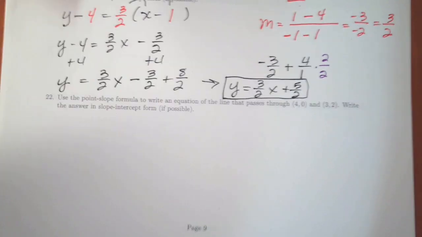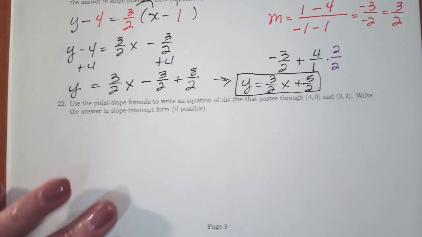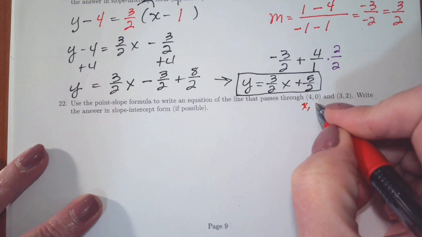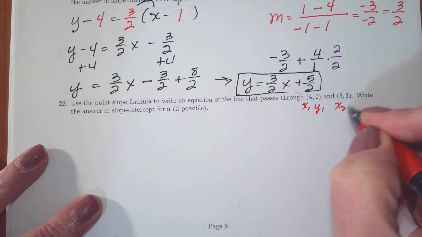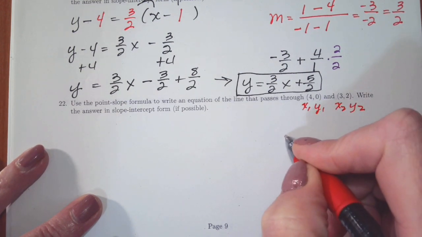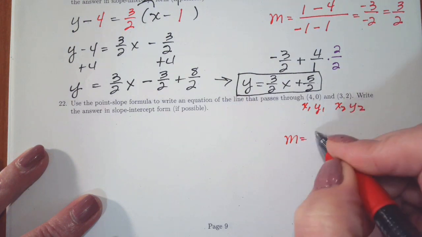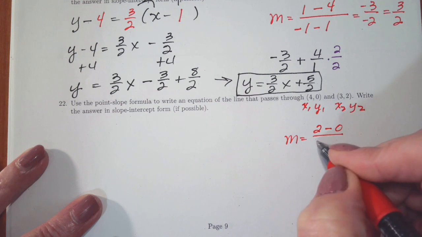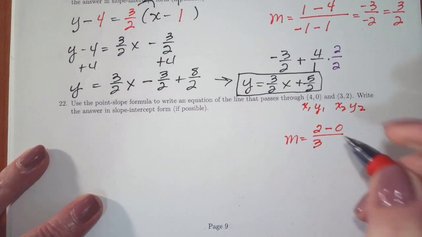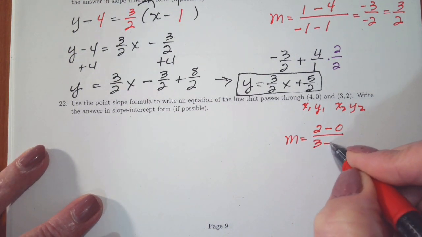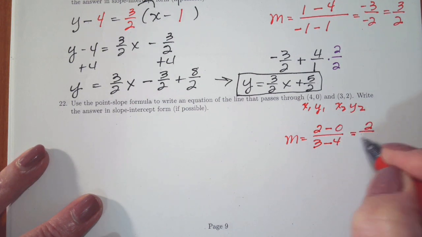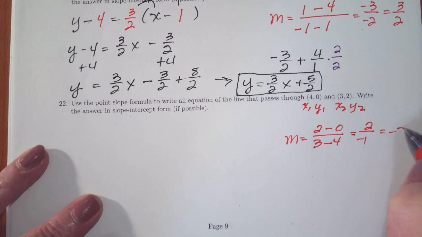Okay. And lastly, I'm going to have to write it down here. I ran out of room. Okay, so this is my x1, y1, x2, y2. So my slope is going to be y2 minus y1 divided by x2 minus x1, which is 2 over negative 1, which is negative 2.